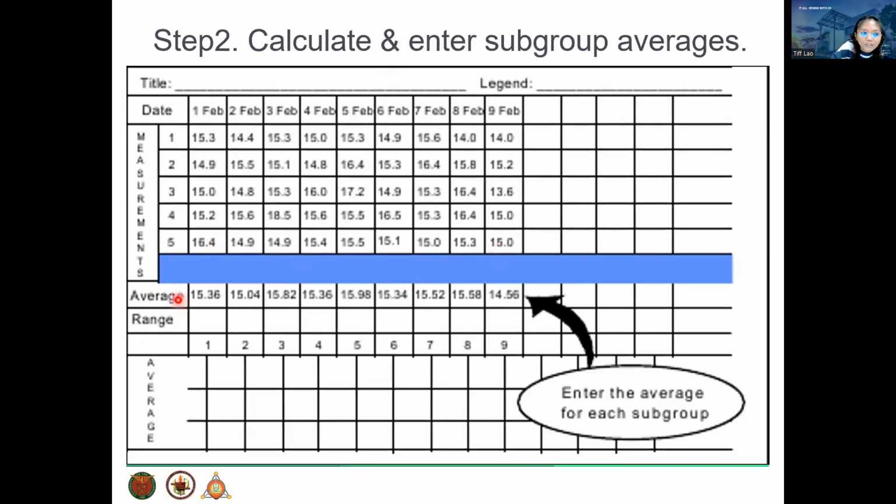And then next, kukunin mo yung average ng each day. So sa Feb 1, ayan, ito yung average. Sa Feb 2, ito yung average. Feb 3, ito, and so forth sa Feb 9. Okay? Naiintindihan? Average lang. Madali lang, di ba? Nasusundan?